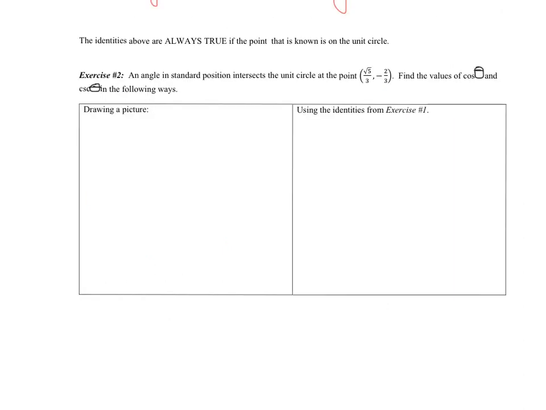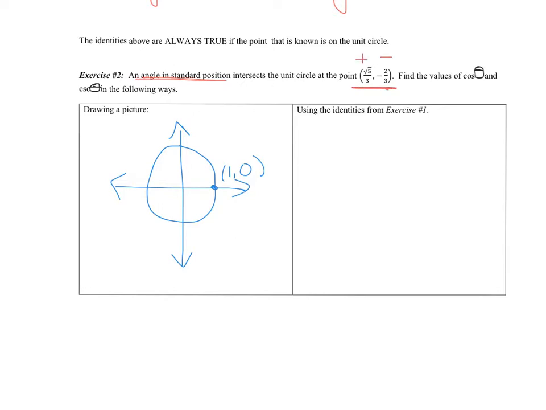So we're going to see 2 ways that this plays out. We're going to do the old way of doing the problem. So here it says an angle in standard position intersects the unit circle at the point radical 5 over 3, negative 2 over 3. So I'm just going to draw that picture. Here's the unit circle, labeling that point out here to show that it is the unit circle. And the angle intersects at this point that's positive, negative, so I'm in the 4th quadrant.